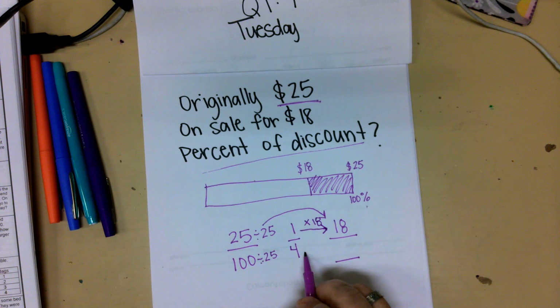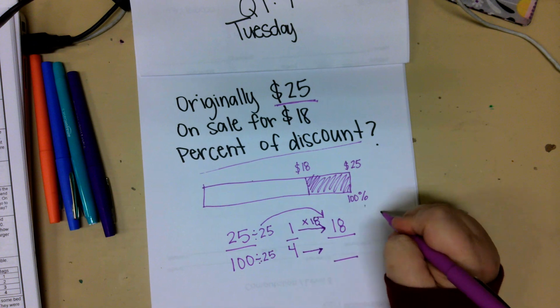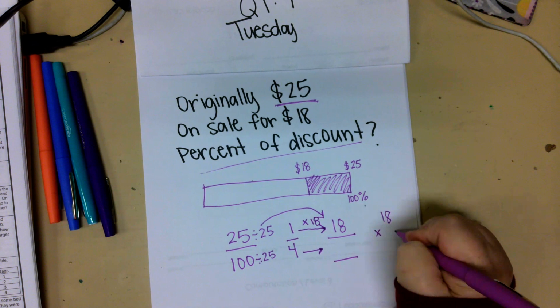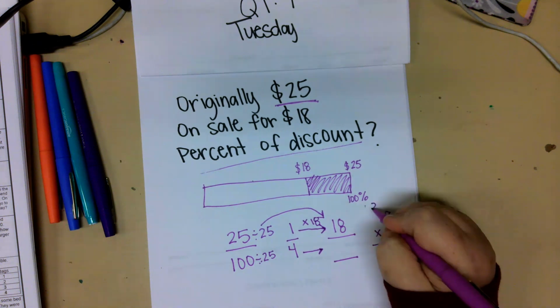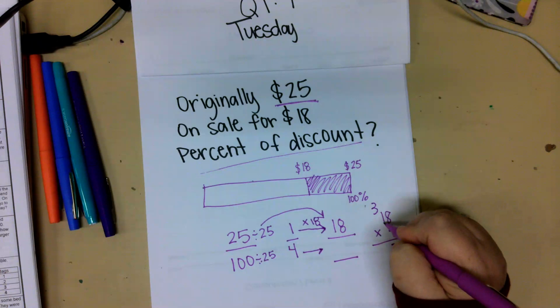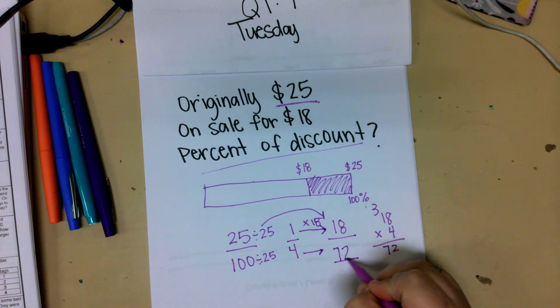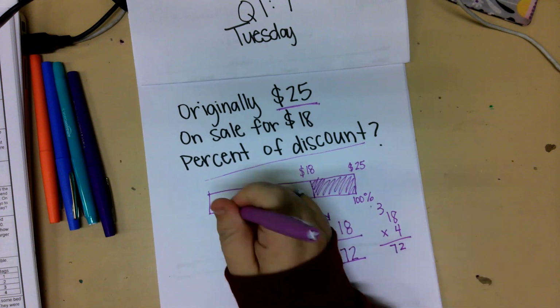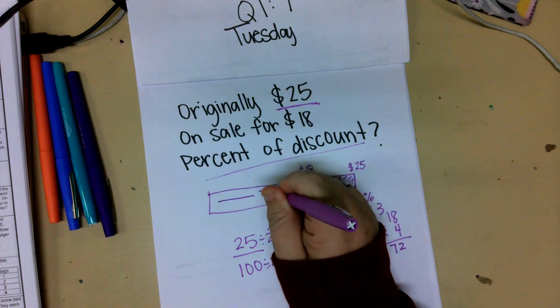So now I need to do the same thing to the bottom. I'm going to take 18 and I'm going to multiply it by 4. 8 times 4 is 32. 4 times 1 is 4, plus 3 more is 7. So what I just found out was that the $18, or this section, is 72%.